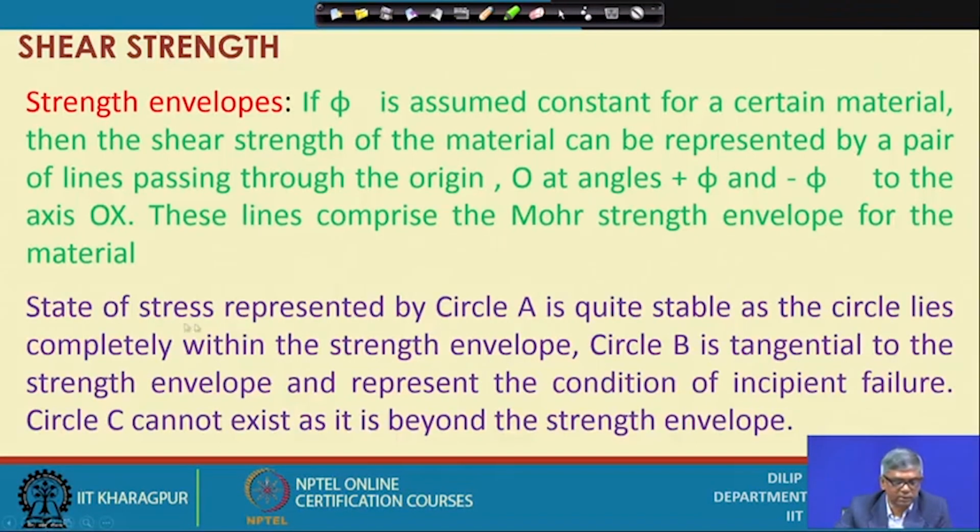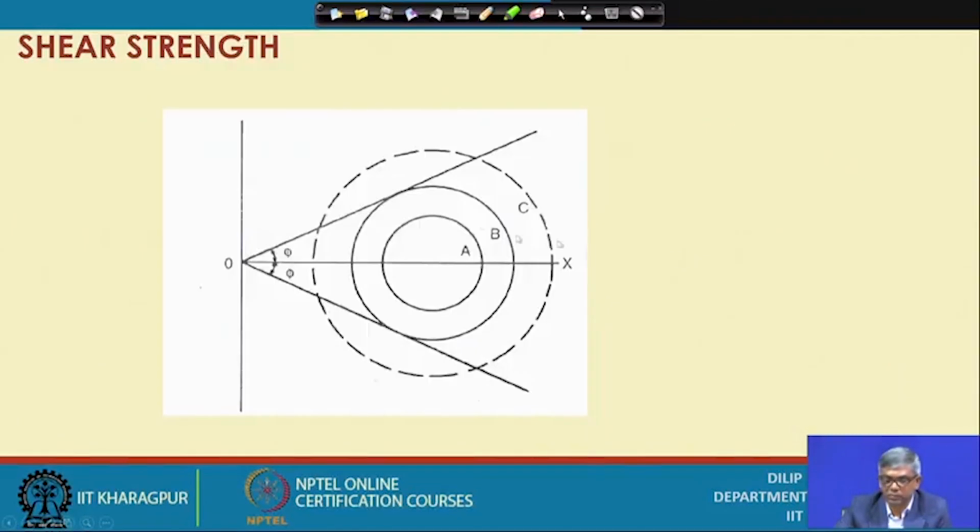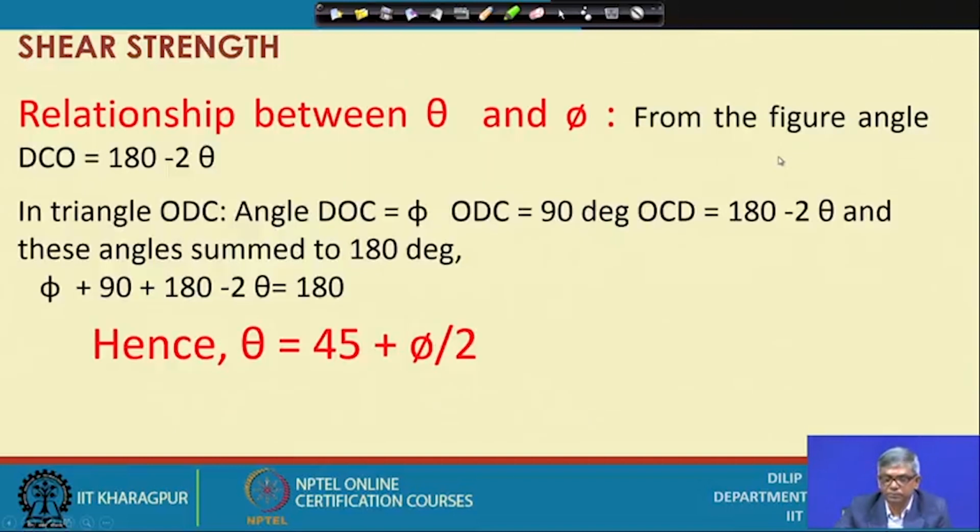So, the state of stress represented by circle A is quite stable, as the circle lies completely within the strength envelope, that is the inner circle. Circle B is tangential to the strength envelope and represents the condition of incipient failure, that means the middle one which is tangent. And circle C cannot exist as it is beyond the strength envelope. So, that means that is failure.